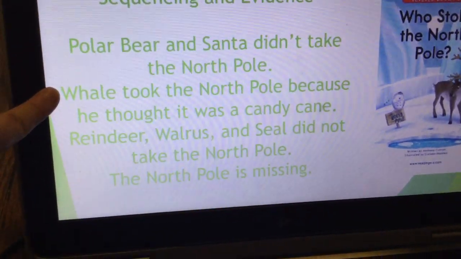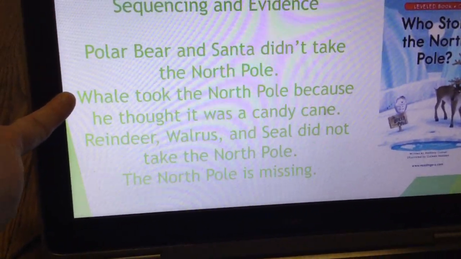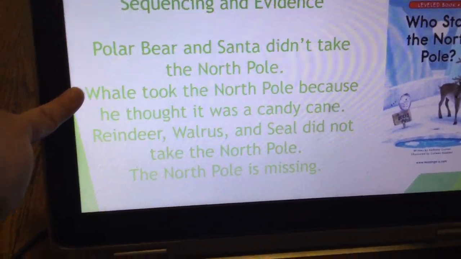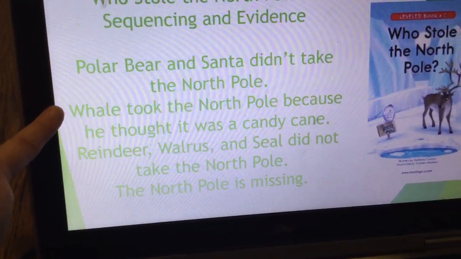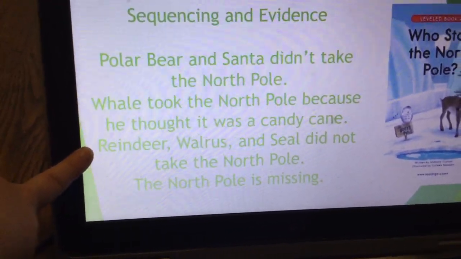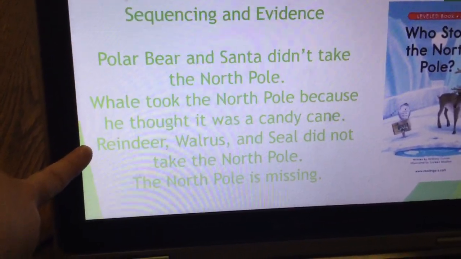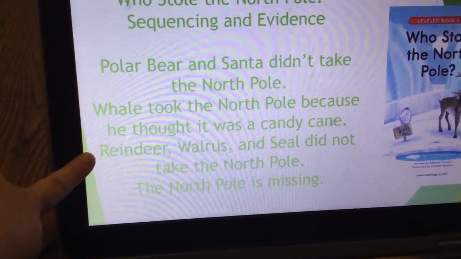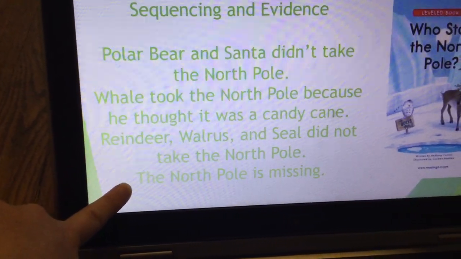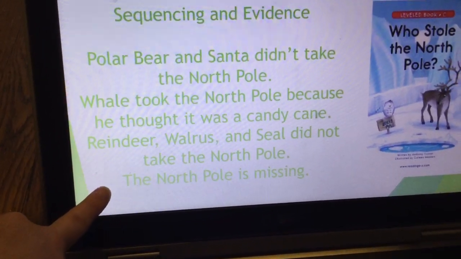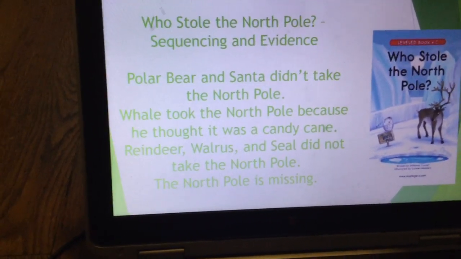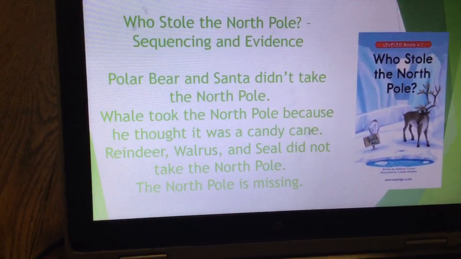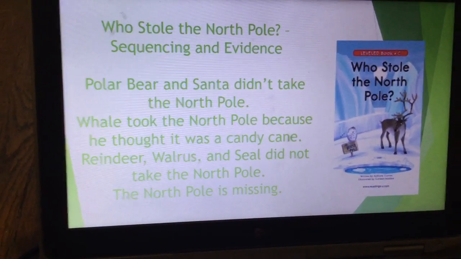This one says, Whale took the North Pole because he thought it was a candy cane. Did that happen first in the story? No, I don't think that was the very first thing that happened. Reindeer, Walrus, and Seal did not take the North Pole. And this one says the North Pole is missing. So I'm thinking right now, some of those sound like they could be the first event, but I don't really remember. So I'm going to go back into the book to help me.